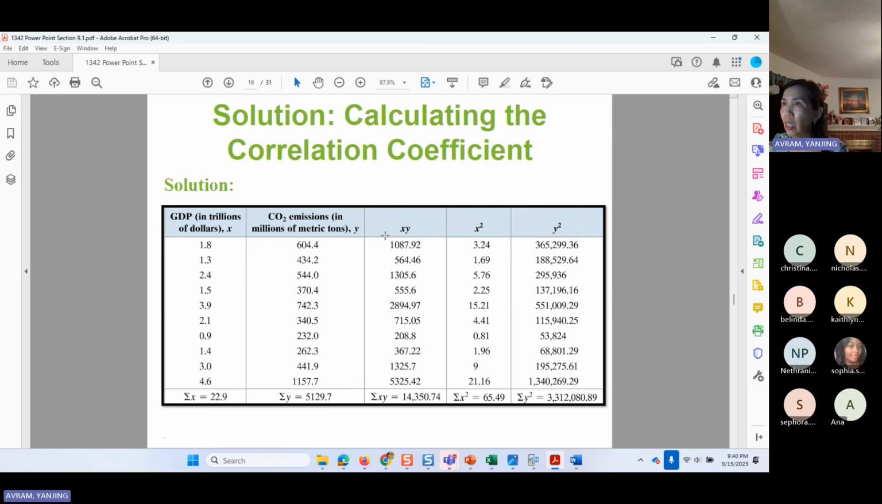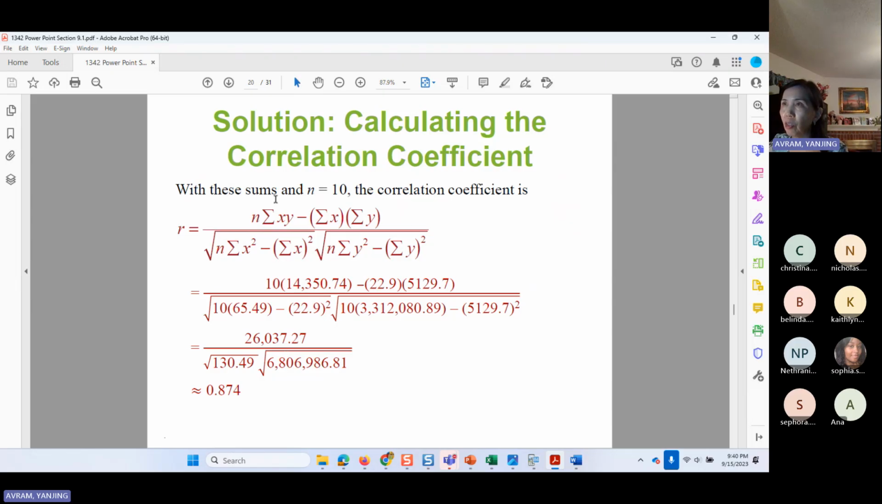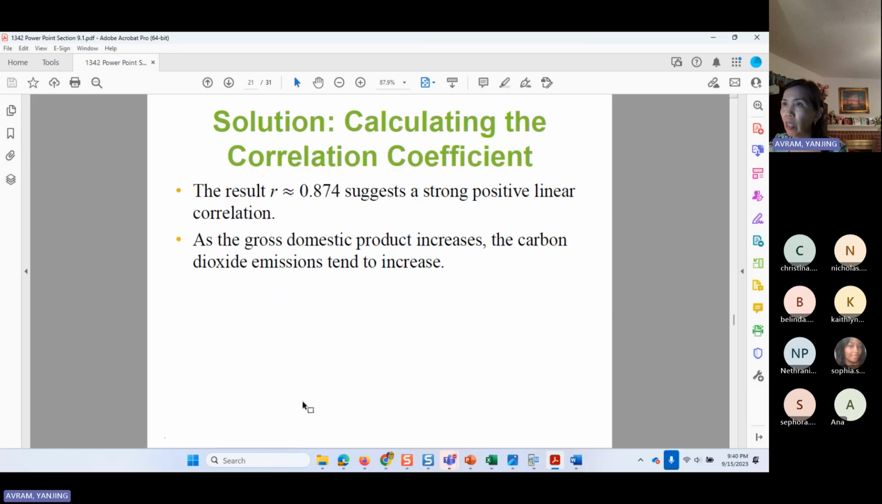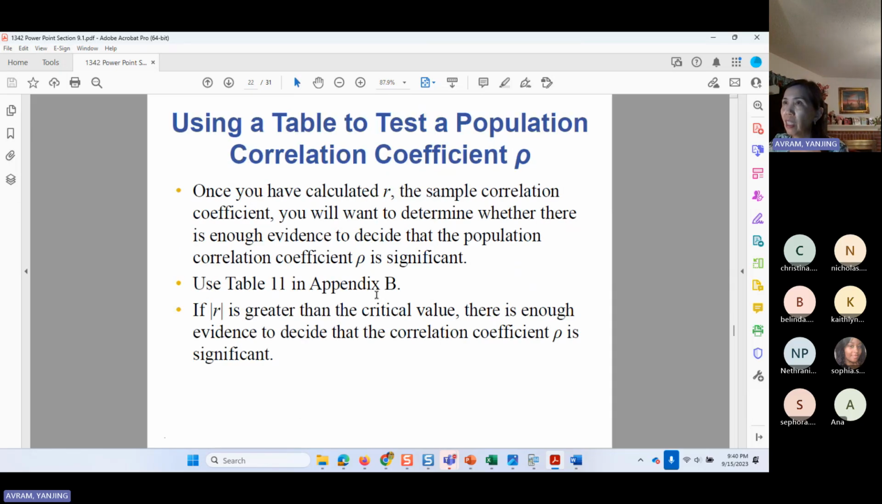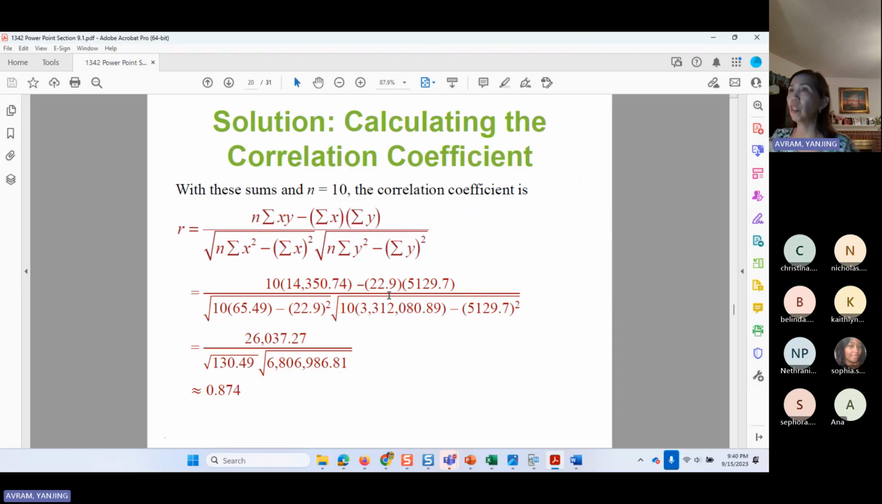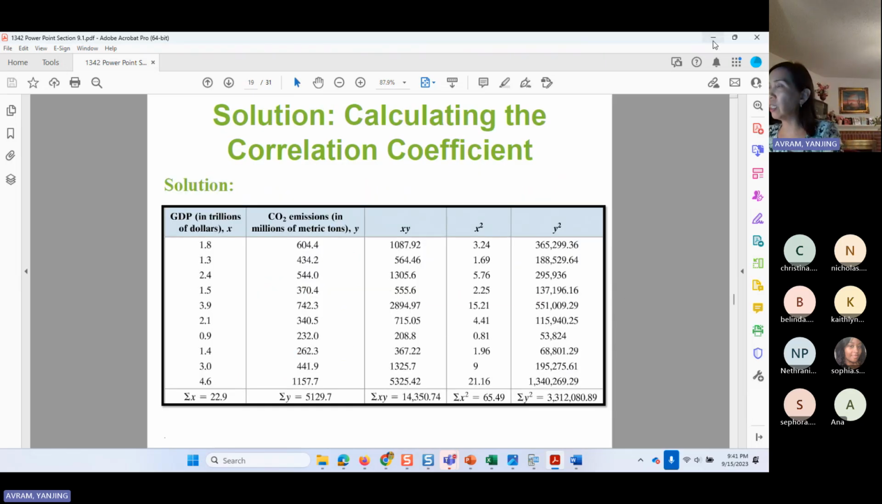How do you find X squared, Y squared? How do you multiply them together? And then this is the sum of X, the sum of Y, the sum of X times Y, and so on, and eventually you put it into this whole formula to do the calculation. So you have an R here of 0.874. This 0.874 is considered a strong positive relationship in here. But like I said, we are not going to ask you this. So let me show you how to find R in here.